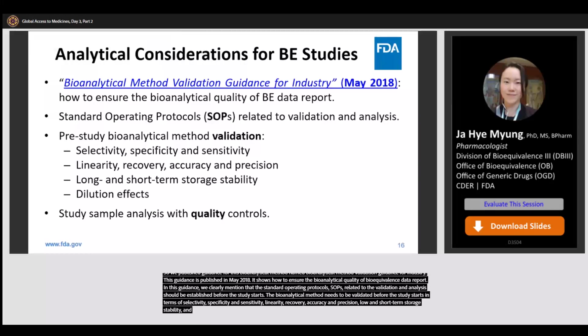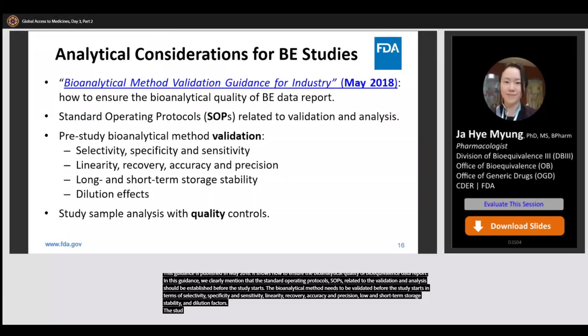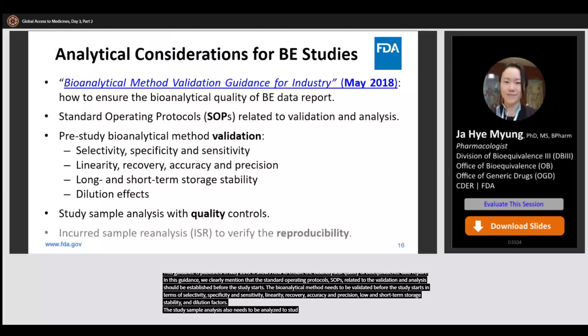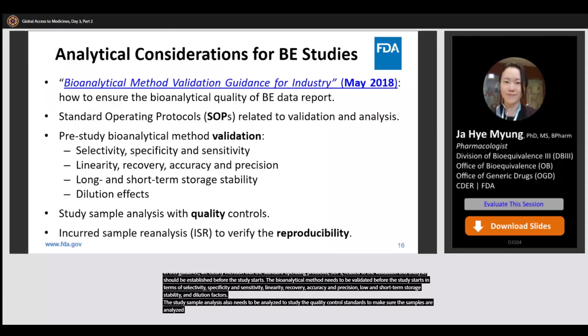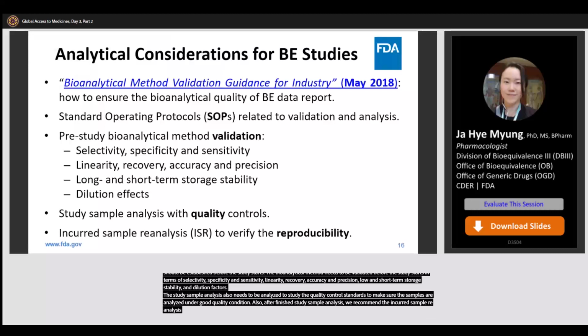The study samples also need to be analyzed with quality control samples to make sure that all study samples are analyzed under good quality conditions. Also, after finishing the study sample analysis, we recommend performing the incurred sample reanalysis, ISR, to verify the reproducibility of this analytical method.